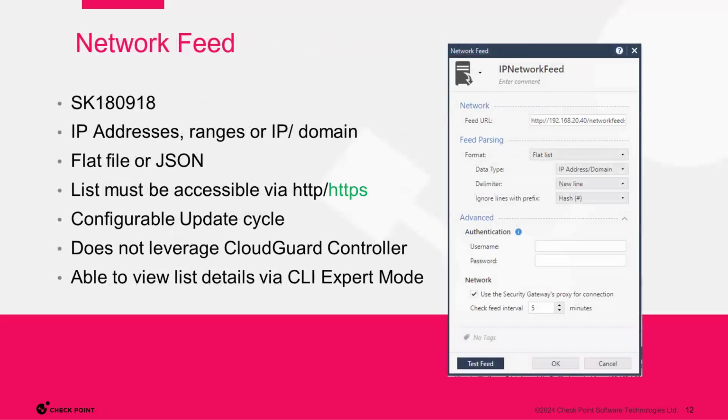And then my bonus item here, network feed. So network feed is not really a CloudGuard controller, but what it is essentially is a hosted URL where you can define a set list, either through just a straight flat file or JSON, a list of IP addresses, domains, wildcard domains that you could use for enforcement on firewall policies. So a little different way, it checks in a different manner.